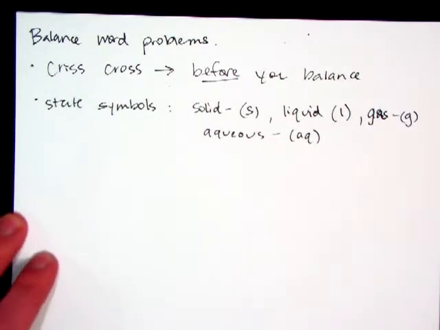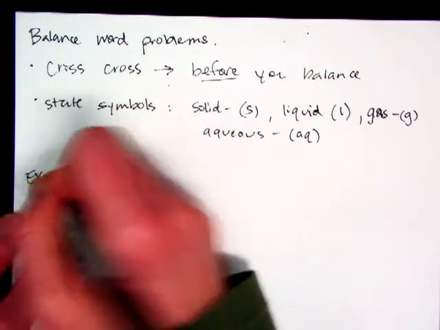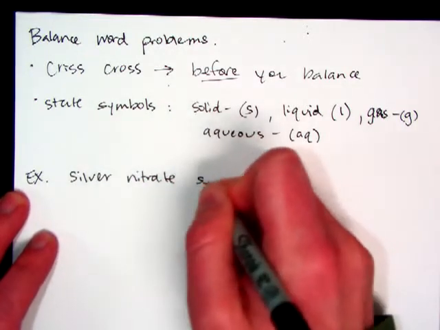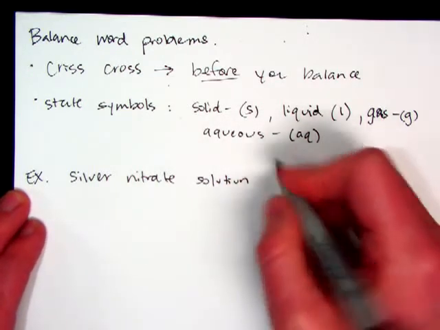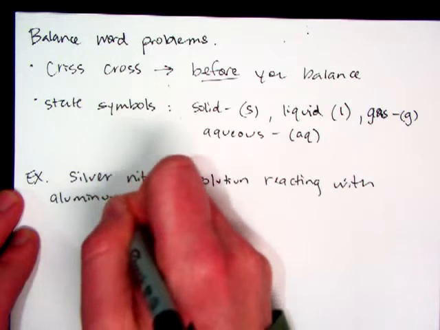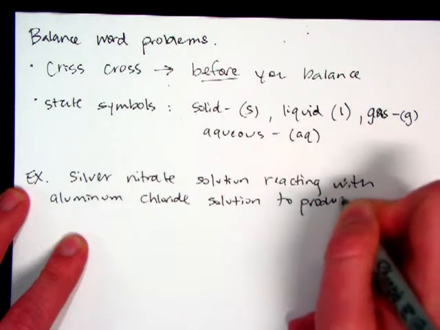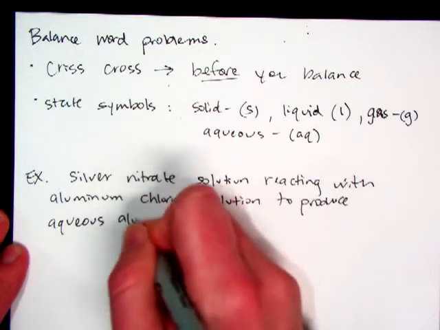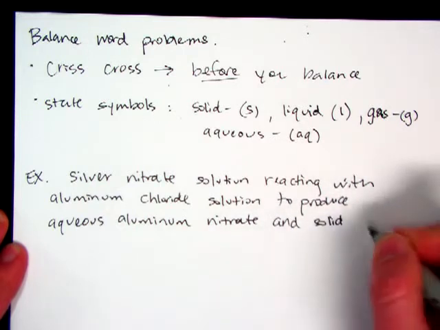An example you might have would be if you had, let's say, some silver nitrate solution reacting with some aluminum chloride solution to produce aqueous aluminum nitrate and solid silver chloride.